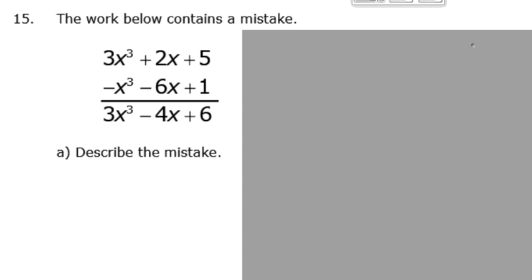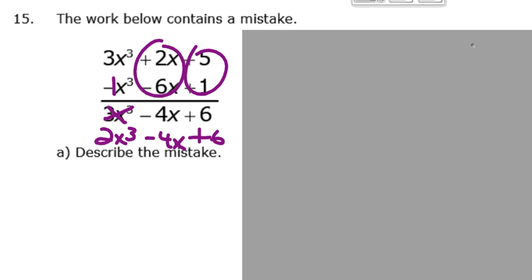All right, looking at number 15, the work below contains a mistake. If you remembered to slip your 1 in here, you can see that they made an error right here where 3 minus 1 is certainly not 3. So the correct answer should be 2x cubed minus 4x. This looks correct, and this also looks correct, plus 6. So that should be the final mistake. And then down here, you could describe in words the error that was made right there.